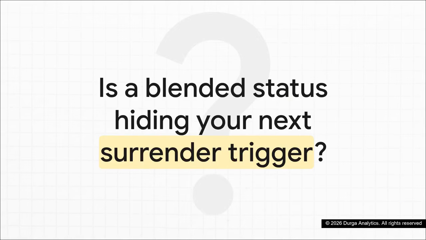So as we wrap up this explainer, I want to leave you with a thought. Go look at your own screens today. Is a blended status hiding your next vital surrender trigger? As we get ready to move into Chapter 2, really ask yourself how your system actually reads the difference between a market position and a true statutory exposure. Because getting that wrong doesn't just mean taking a minor P&L hit, it means failing the date entirely. Think on that, and I'll see you in the next chapter.